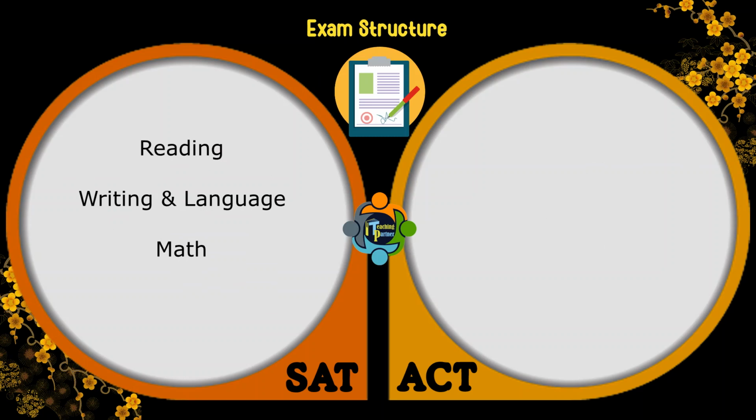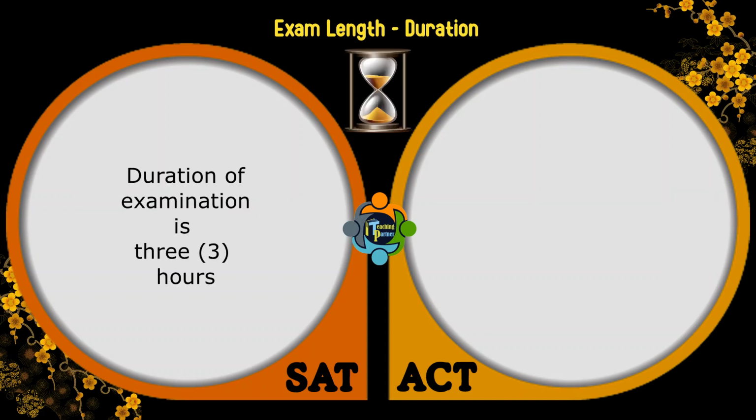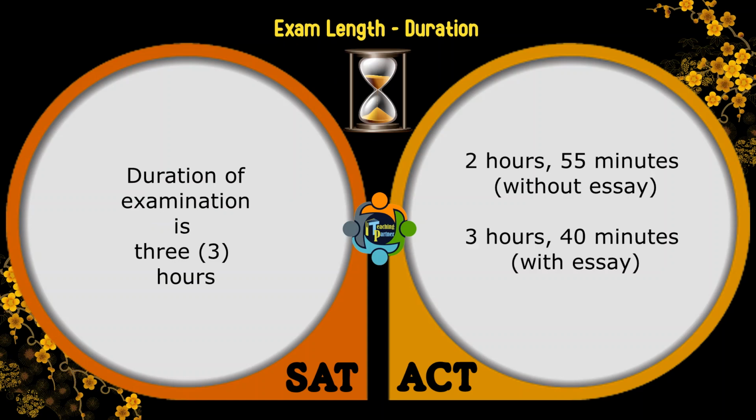In terms of test structure, the SAT contains reading, writing and language, and mathematics, whereas the ACT test structure is based on English, maths, reading, science reasoning, and there is an essay which is optional. In terms of exam length, the SAT exam duration is 3 hours, whereas the ACT exam duration is 2 hours 55 minutes without the essay, and 3 hours 40 minutes with the essay.